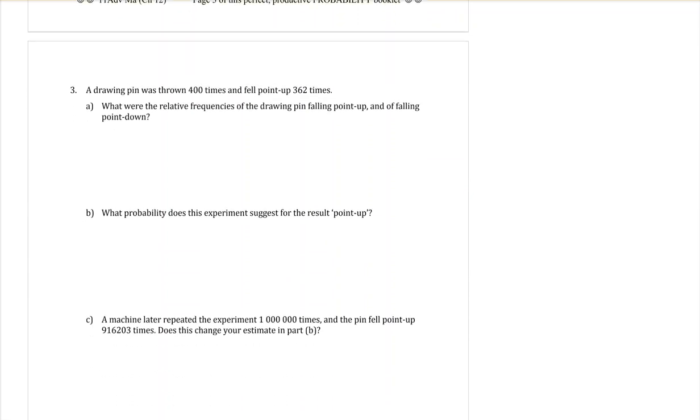A drawing pin was thrown 400 times and fell point up 362 times. So you know a drawing pin, those little metal things that have the little dish on one side, little thumbtack things you stick in the wall? I'm pretty sure that's what they're talking about here.